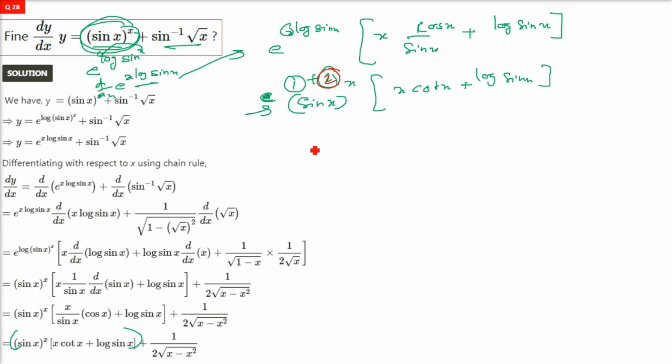So sin inverse under root x can be done directly. Sin inverse under root x, or sin inverse of anything, will be 1 by under root 1 minus that thing square. So 1 minus root x whole square will be 1 minus x.